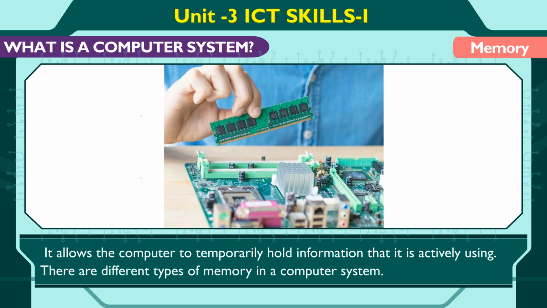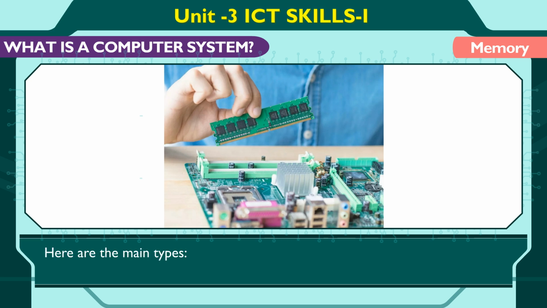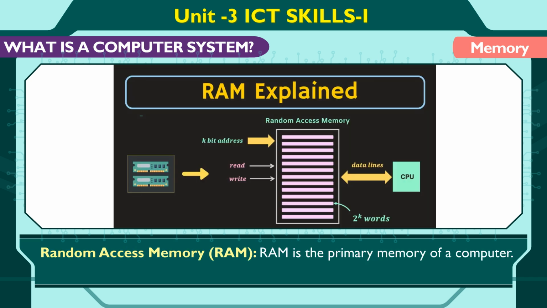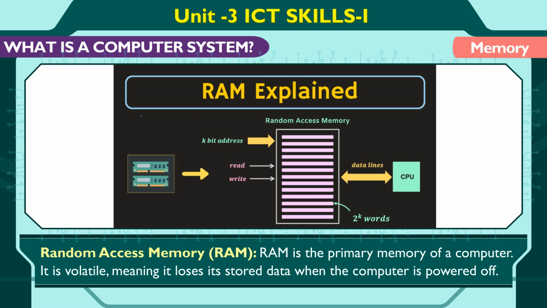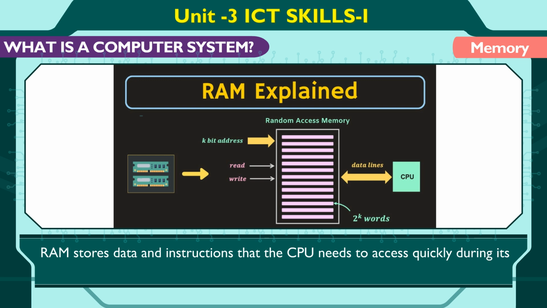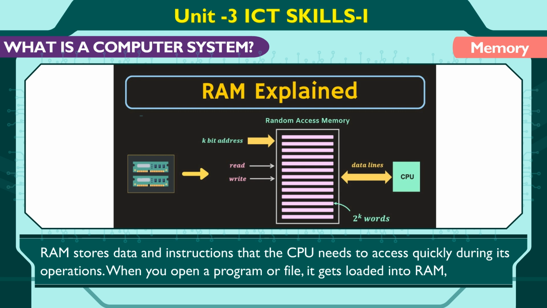There are different types of memory in a computer system. Here are the main types. Random access memory, RAM. RAM is the primary memory of a computer. It is volatile, meaning it loses its stored data when the computer is powered off. RAM stores data and instructions that the CPU needs to access quickly during its operations.